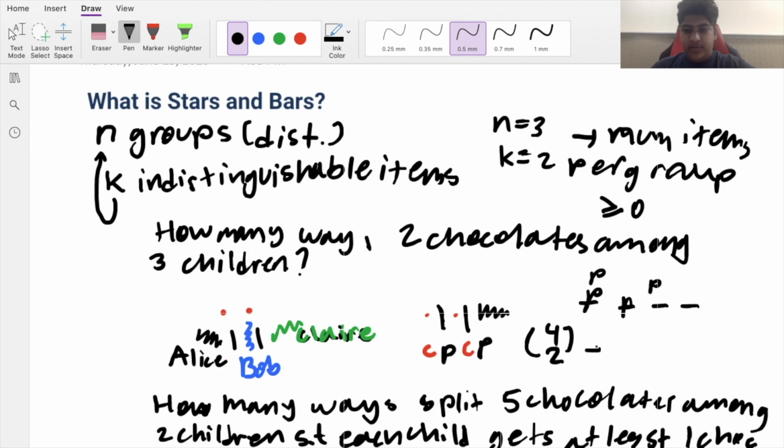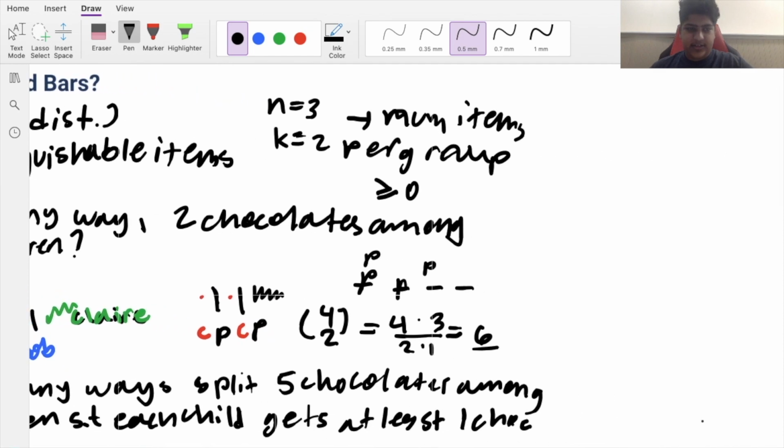Now, 4 choose 2 is equal to 4 times 3 divided by 2 times 1, since it's 4 times 3 times all the way down to 1, divided by 2 times 1 times all the way down to 1. And this is simply equal to 6. So we're done with our simple problem. Now, let's try to generalize this result.